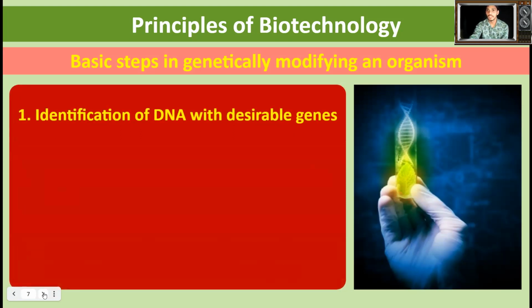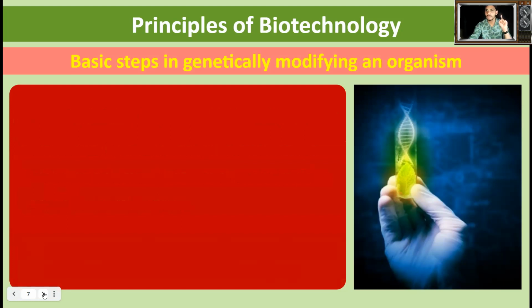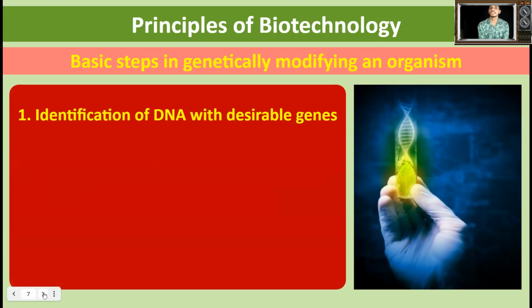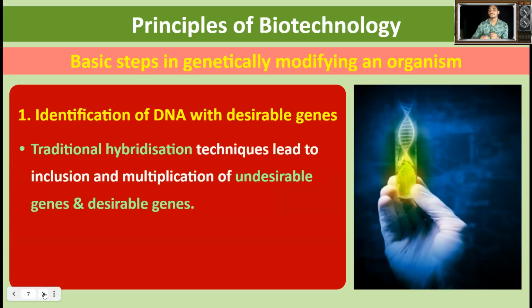Now the first step we are talking about, the basic steps in genetically modified organisms, the identification of DNA with the desired gene. So what is that? See, we have studied here the three steps. Now we are talking about each and every step detail में बात करें. Okay, so don't get confused. Just be with me. So now we're talking about the first thing, that is identification of DNA with desired gene. So we have to identify what we want. That is most important. And here the traditional hybridization techniques lead to the inclusion and the multiplication of desired genes. Okay, undesirable genes and desirable genes we are going to talk about.